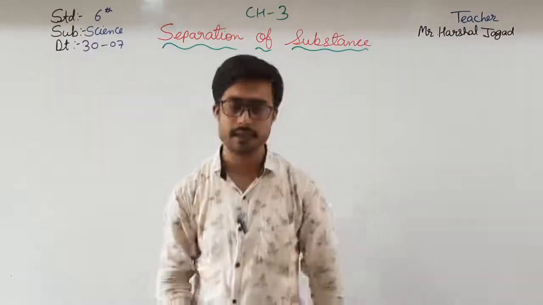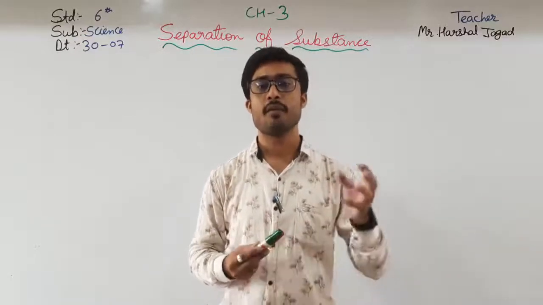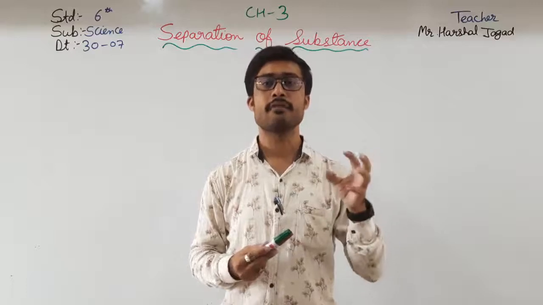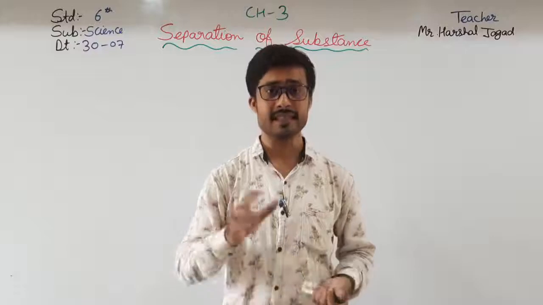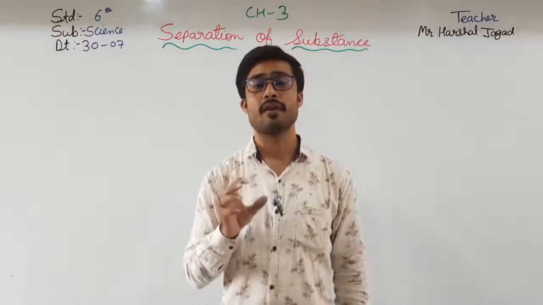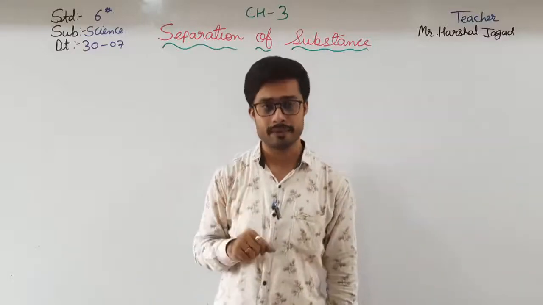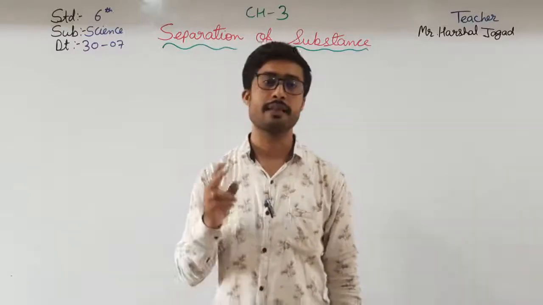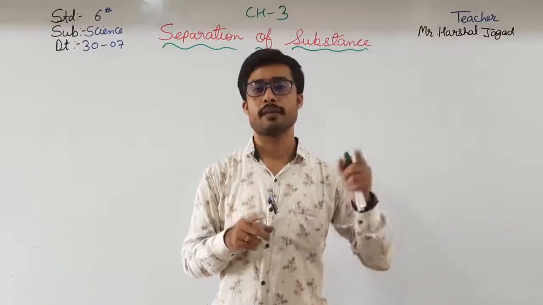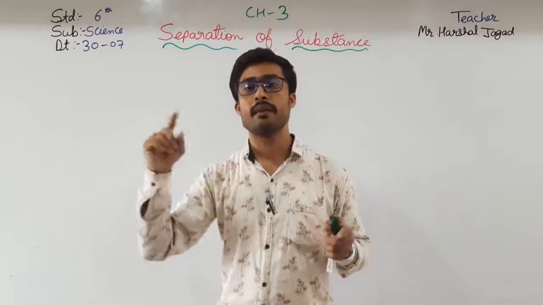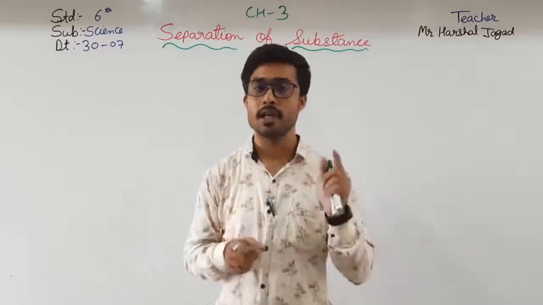So in that we have seen hand picking. Hand picking is the method used when there is a small quantity of the substance to be separated. Then sieving is used for separating the small pebbles and the big pebbles, means the small and the big things are to be separated.